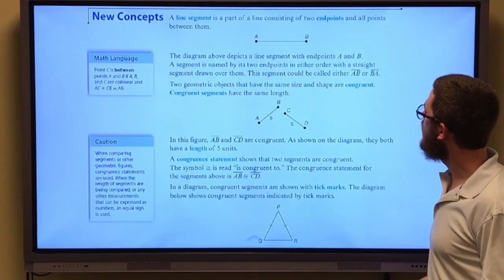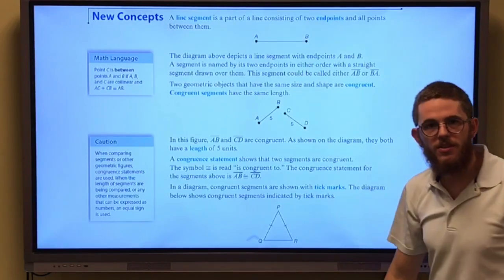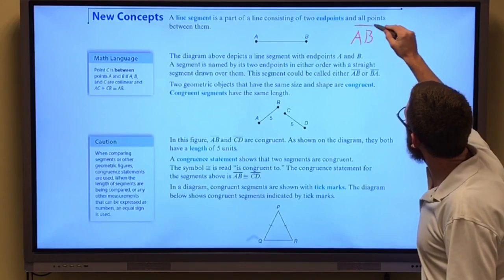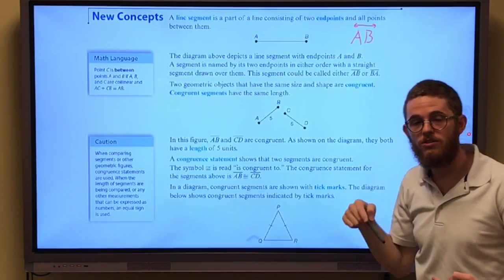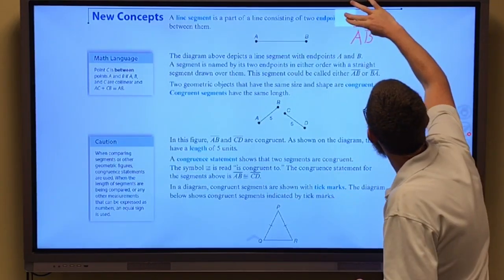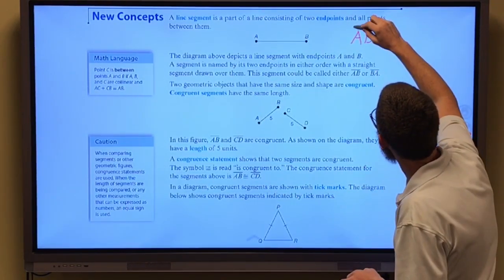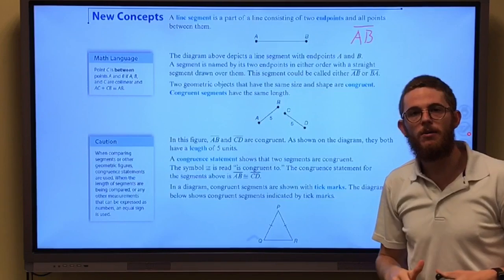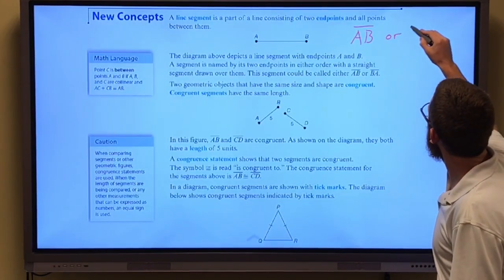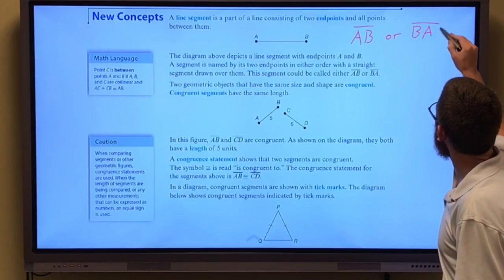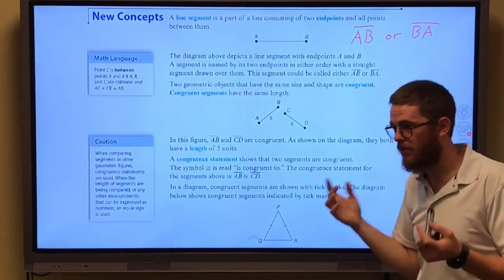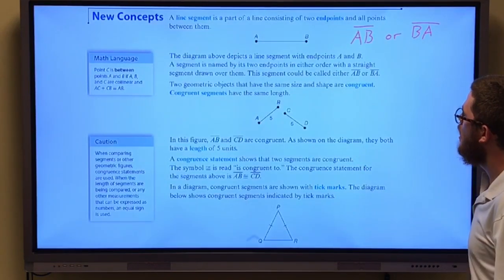If we wanted to name this segment, well, AB with a line with arrows in both directions is talking about a line extending, but we want to show that it stops because this is a segment, and so we just simply put the line right there. We also could name it BA. The order of the letters really doesn't matter there because if we're talking about A to B or B to A, it's the same segment.